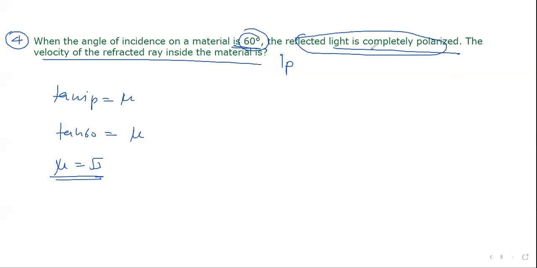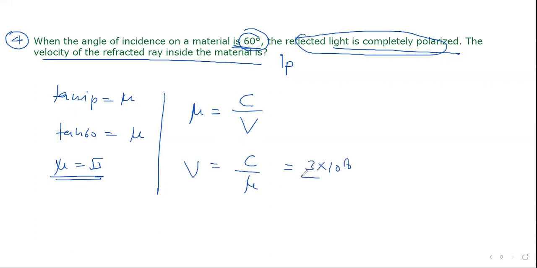Now the question is: what is the velocity of this ray inside the material? We know that mu is equal to the speed of light in air divided by the speed in the medium. They're asking the speed in the medium. Speed in medium is C by mu. C is 3 into 10 power 8, and mu is root 3. So this becomes root 3 into 10 power 8 meter per second. That will be the speed inside that medium. Okay. So these were all questions based on Brewster's law. Now we have one more topic called Malus law. So let's learn Malus law.